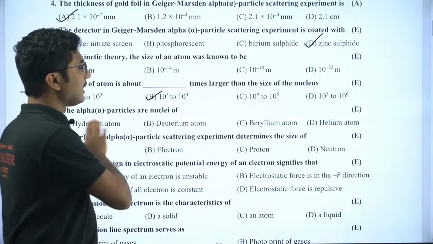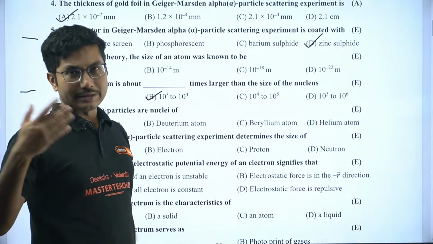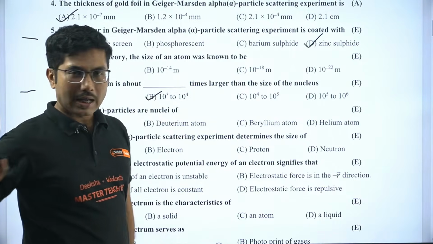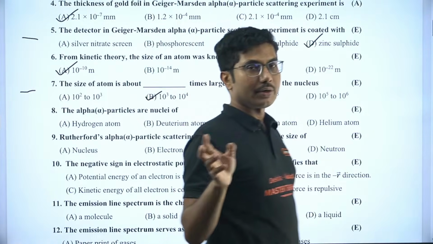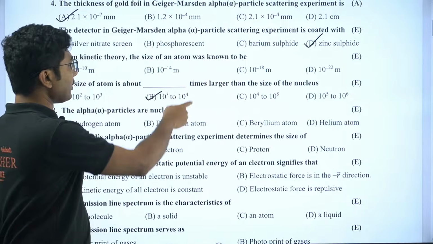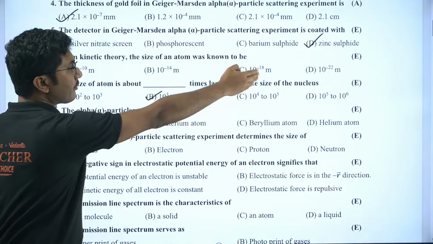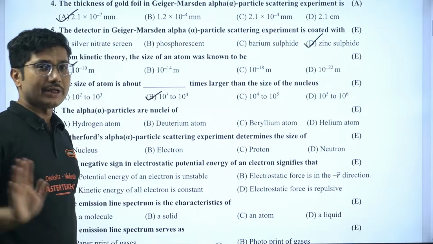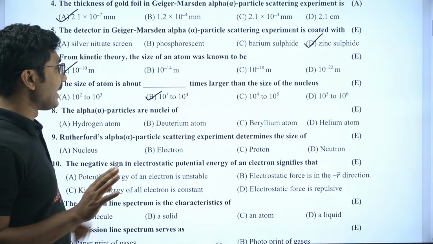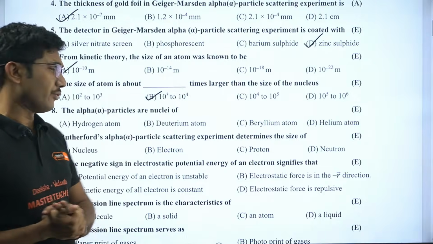If the range is given as very spread out, then it would not make any sense, because 10 to the power of 4 is actually the size of the atom compared to the size of the nucleus. 10 to the power of 4 is important, but 10 to the power of 4 to 10 to the power of 5, I don't think that is the size. It will be 10 to the power of 3 to 10 to the power of 4.